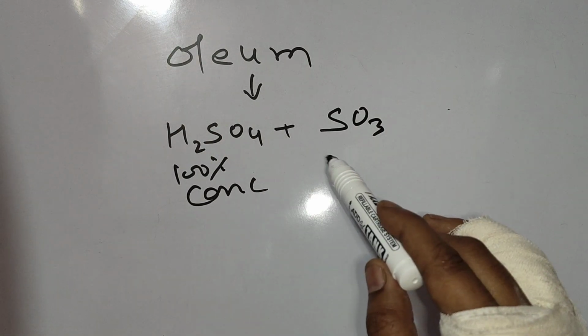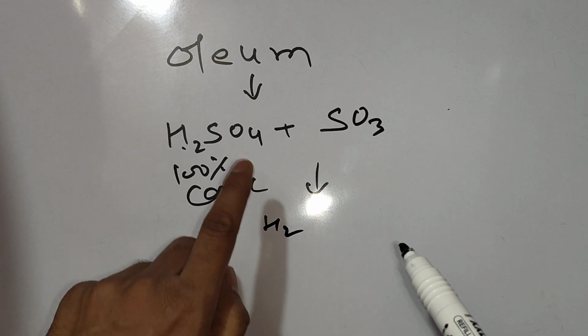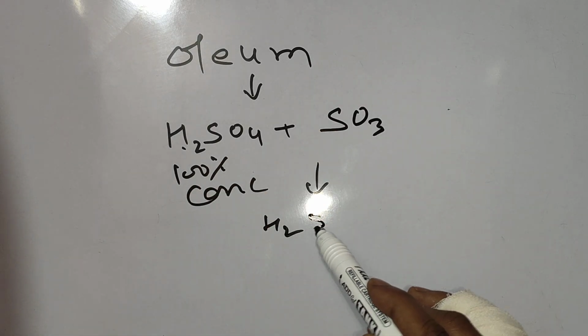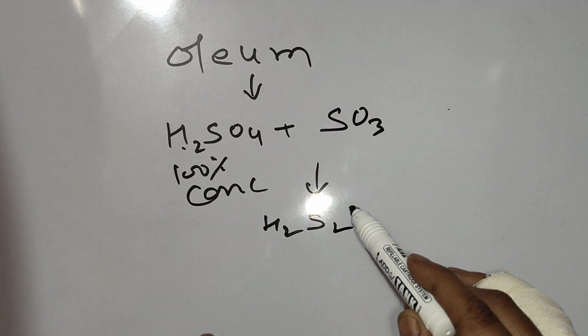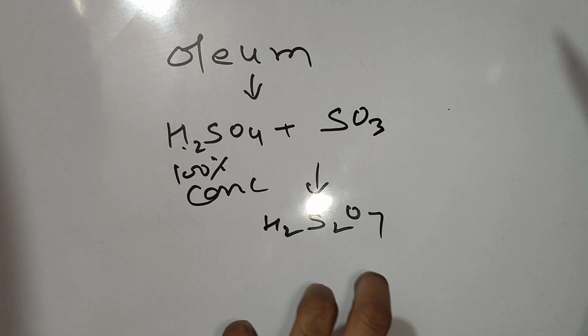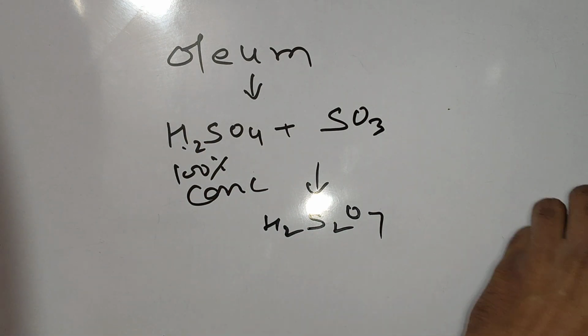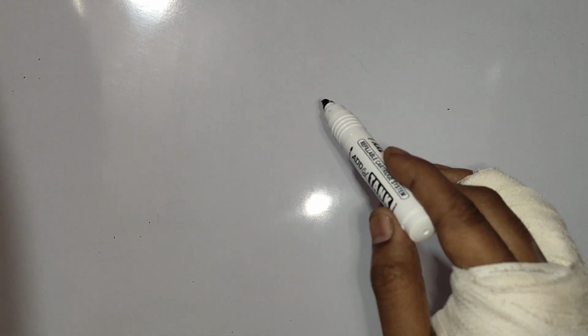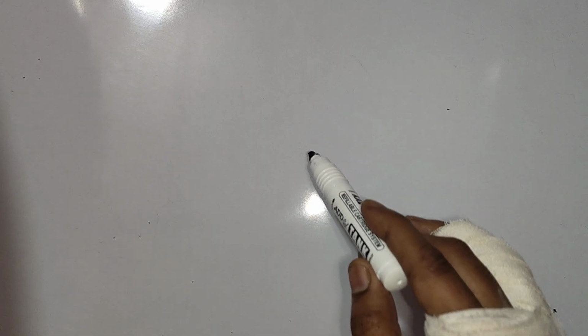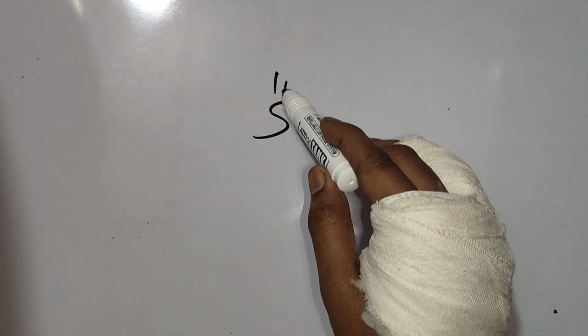You can check when they combine, what formula we are getting? H2S2O7. This one. So oleum is nothing but dissolved sulfur trioxide gas in sulfuric acid, and it will be 100% concentrated sulfuric acid. Now when you heat oleum, obviously what will happen? If I am heating oleum liquid, sulfur trioxide gas will generate.